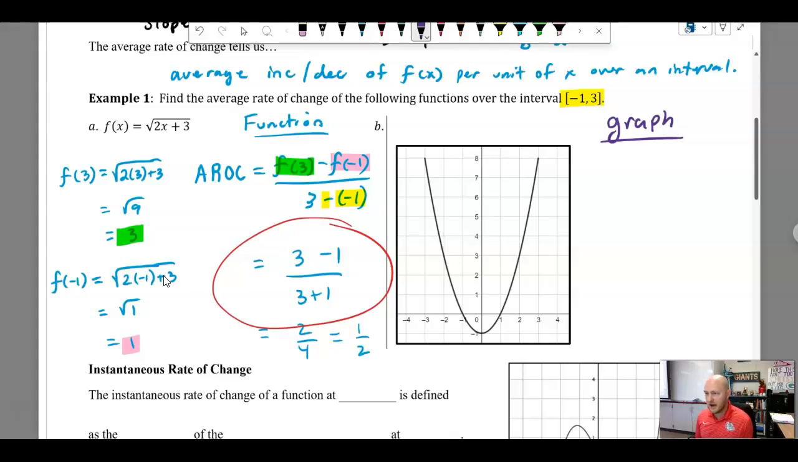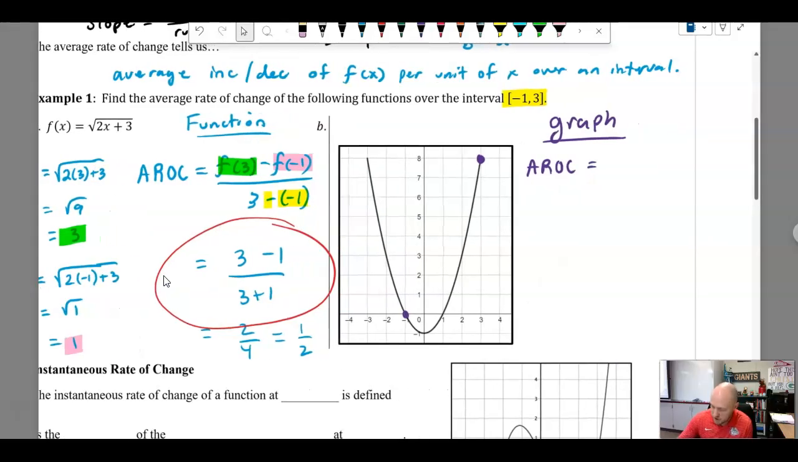So here I have a graph and my interval -1 to 3. Here's -1. Here is 3. And I need the average rate of change over that interval. So I'm going to do the same exact process. I know that average rate of change is, assuming this is called f, f of 3 minus f of -1 over 3 minus -1. So what are these function values?